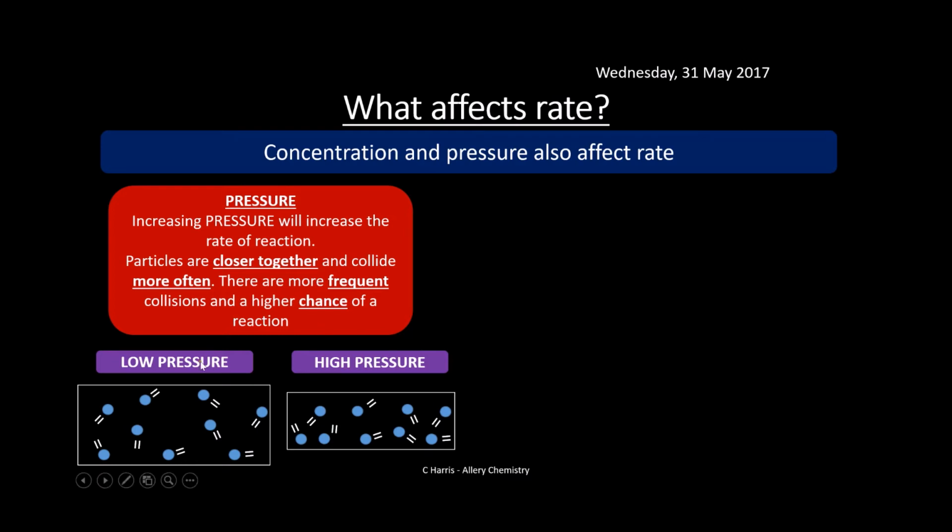You can see here we've got two diagrams, low pressure here, high pressure here. In this case, we've just used the same number of particles, but we've actually squashed the container that we've put them in, so these are effectively high pressure.